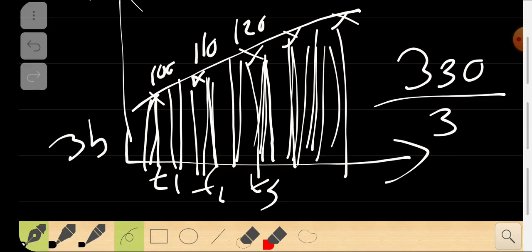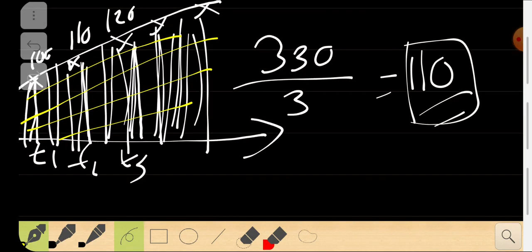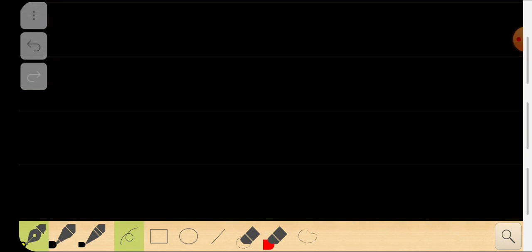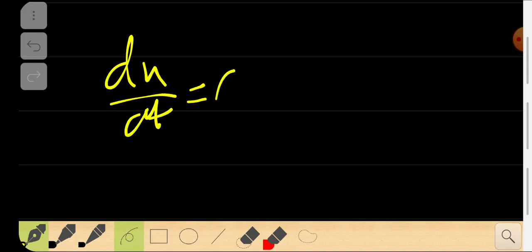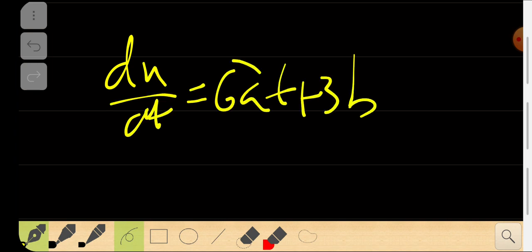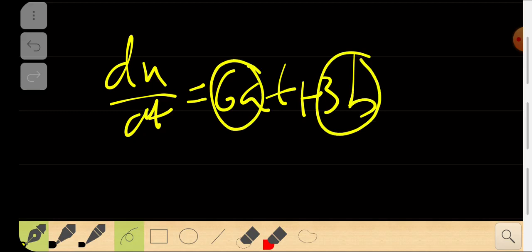Your motion, the total displacement that you had, can be calculated by calculating the area under this curve. So that's as simple as that. Now if you look at the varying, we have found out that dx by dt for that curve is 6at plus 3b, right? With 6a being the slope and 3b being the starting point.